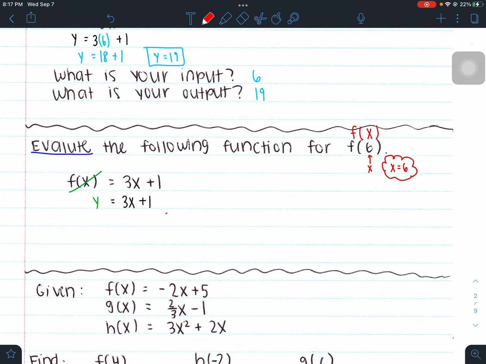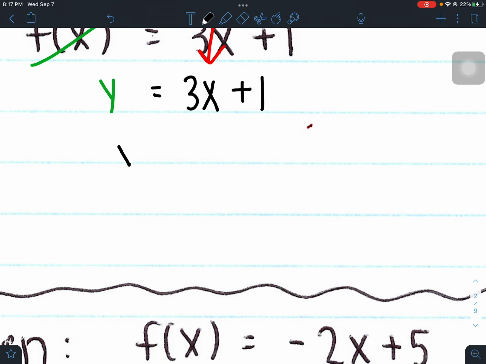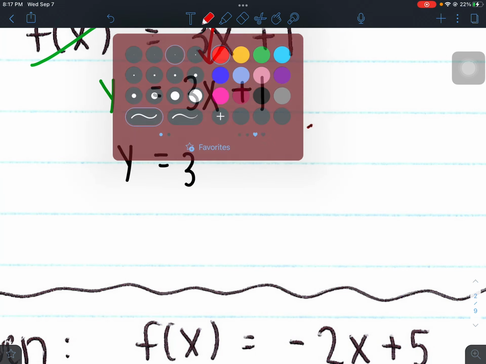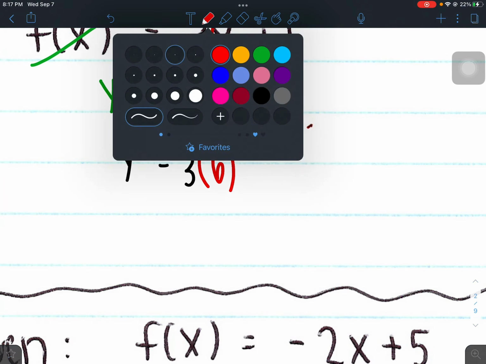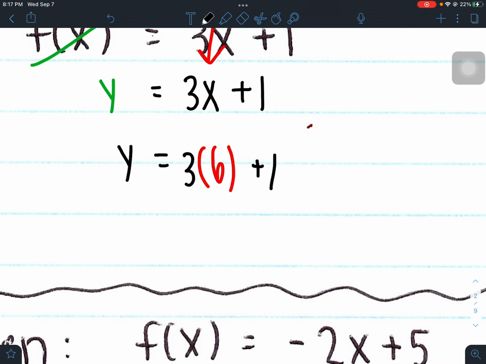So once we've translated those bits, we're going to go ahead and plug in 6 for this x value here. So we have y equals 3, and remember, when you're substituting, it is best to always use parentheses. That way we avoid mistakes. So we have y equals 3 times 6 plus 1. Well, 3 times 6 is going to be 18, and we have plus 1, and we have y equals 19.